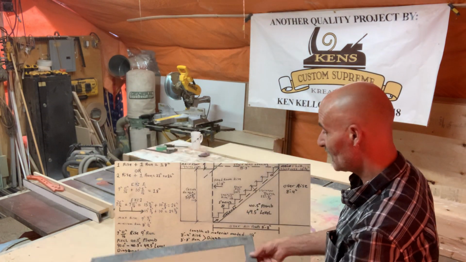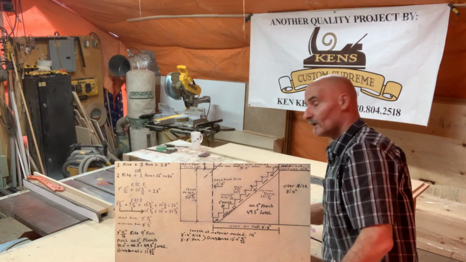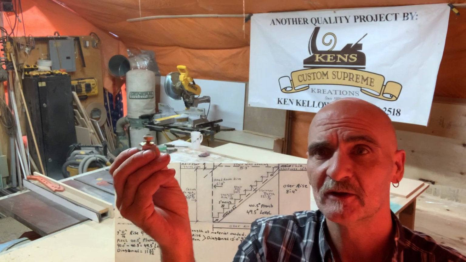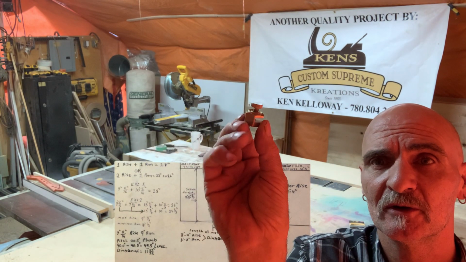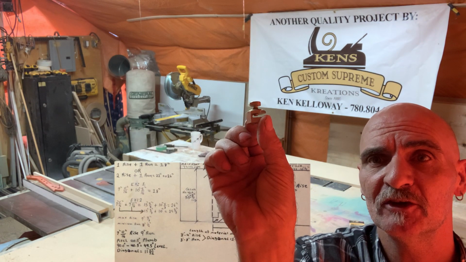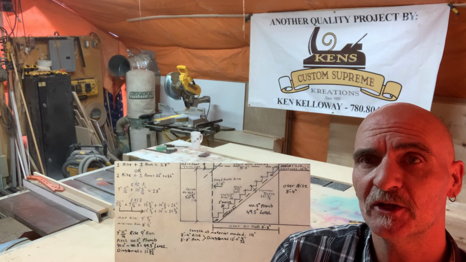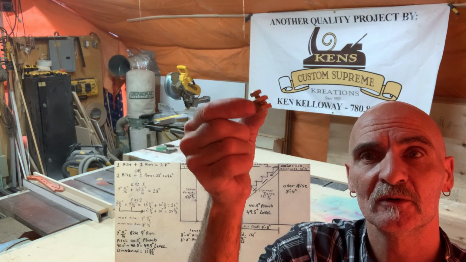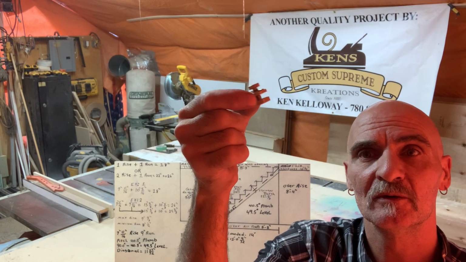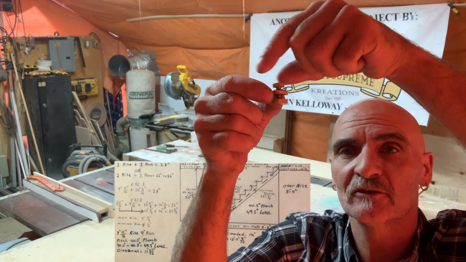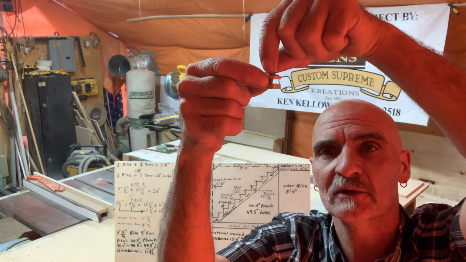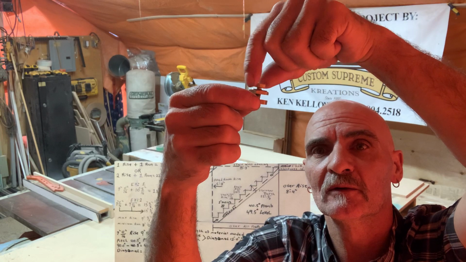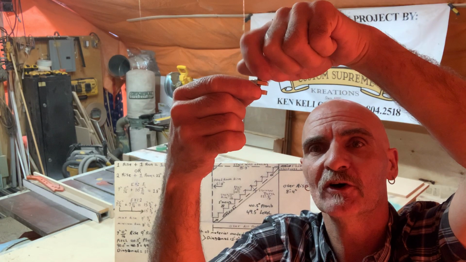Now, what I mean by stops are these little things. These are the square stops, and that groove fits onto the square. You're going to need 2 of them. It has a little screw on top that tightens it to the square.